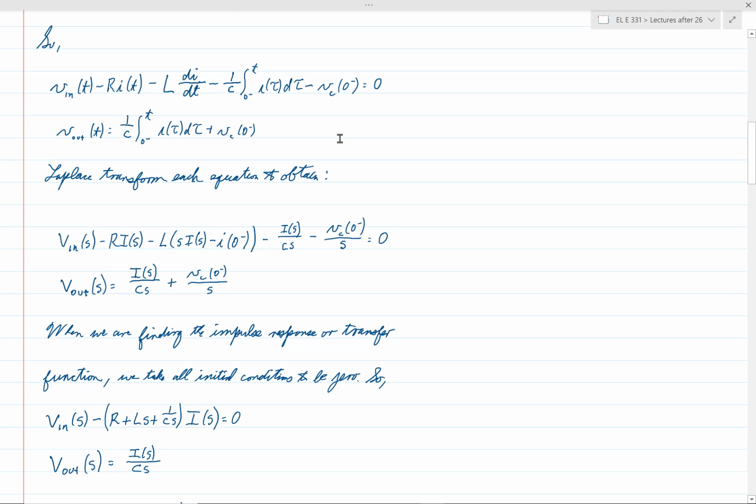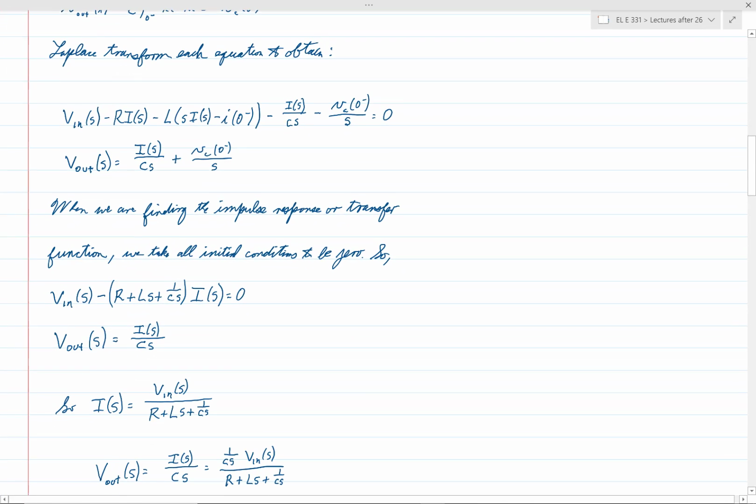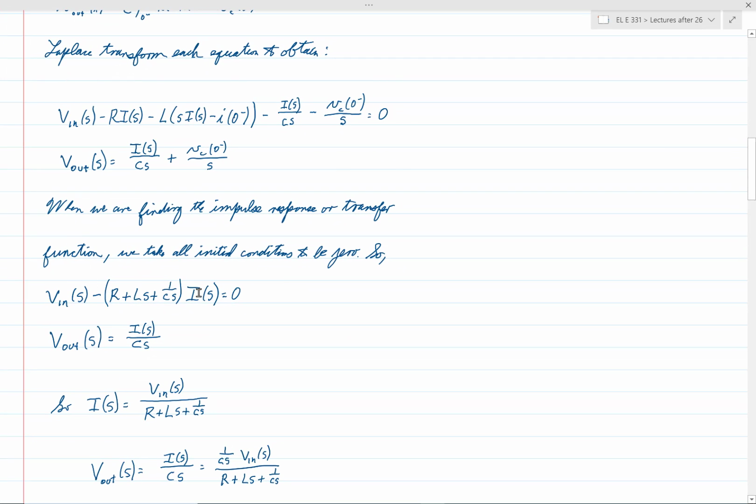Now, it's important to remember that when we're looking for the impulse response or the transfer function, we take all initial conditions to be 0. So this vC of 0 minus over s is 0, I of 0 minus is 0, and this simplifies the equations significantly. Once we set all the initial conditions to 0, the two equations would just become this. And then if we solve the first equation for I of s, we will get this.